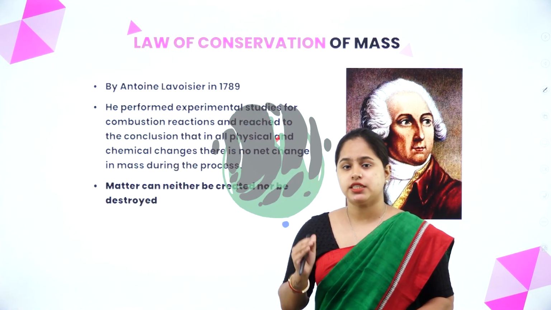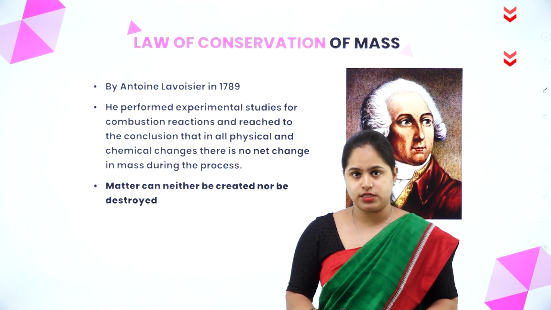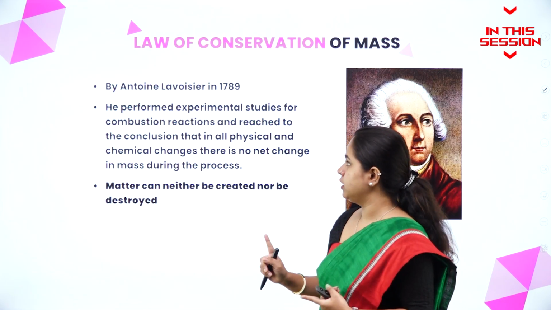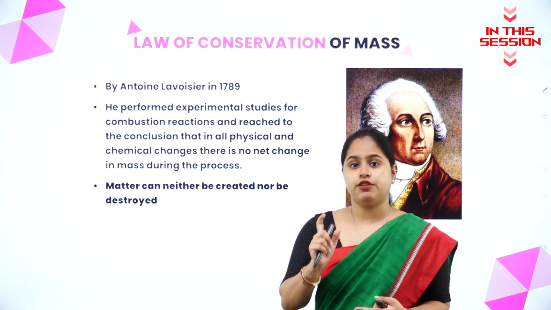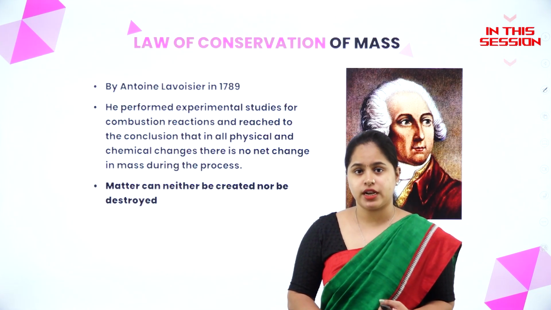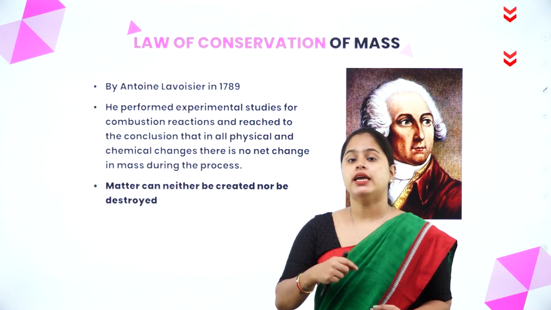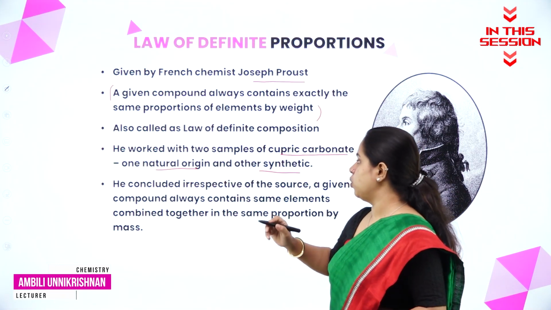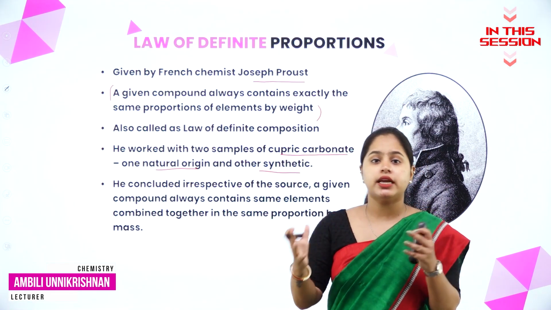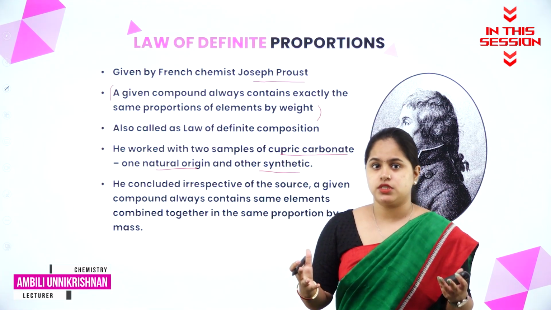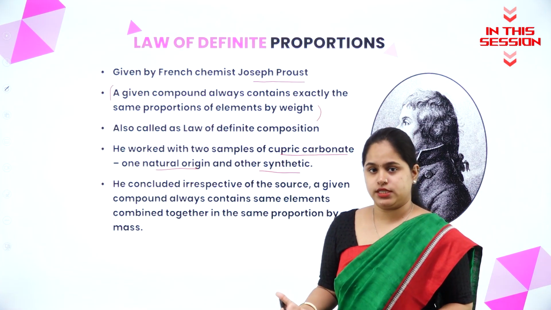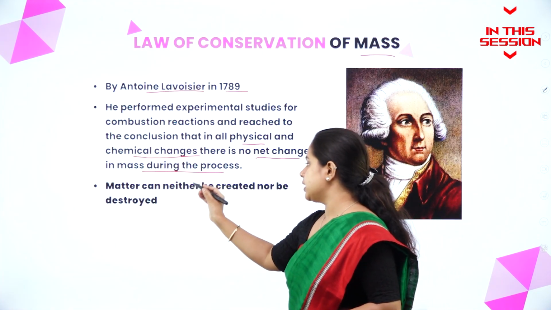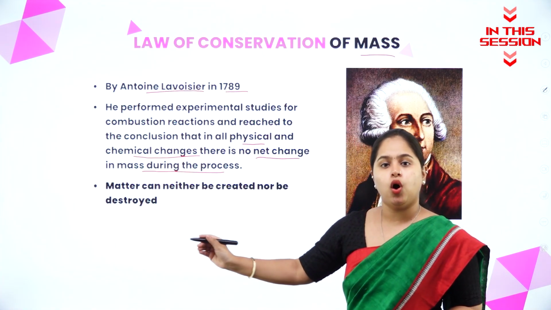What you have to keep in mind while studying all these 5 laws are that first you have to remember the name of the scientist who proposed it. Second, you need to be able to define or state the law, right? And you should be able to illustrate it with an example. From whichever source, whether it is the natural origin or the synthetic origin, the ratio between the atoms will be always a constant. The statement for the law of conservation of mass is, matter can neither be created nor be destroyed.